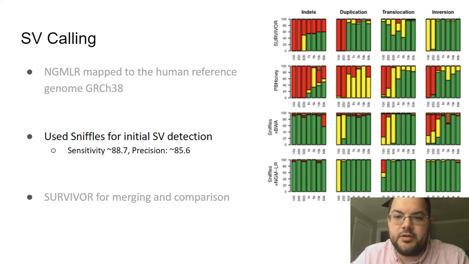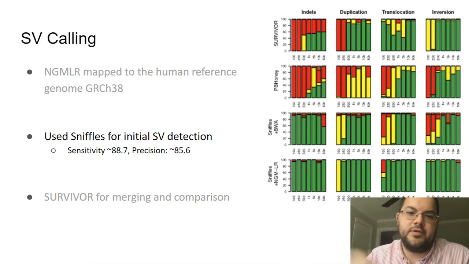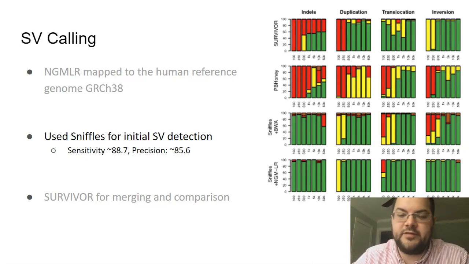Then for calling, we use Sniffles. Sniffles is a tool that I developed back in my postdoc and going into my faculty position at Baylor. It has a sensitivity of around 88.7% and a precision of 85%, given the coverage levels that we are using here in the study. Here on the right side, I'm just showing you an overview of different benchmarks based on simulated data.